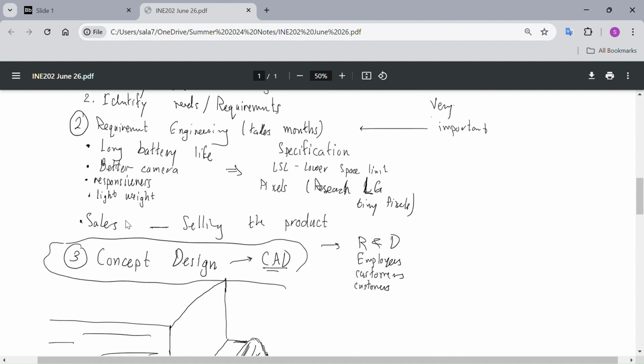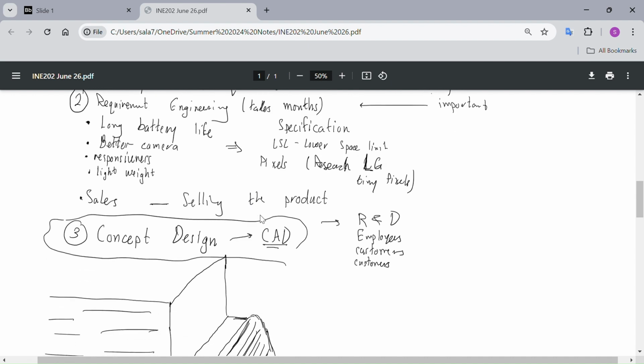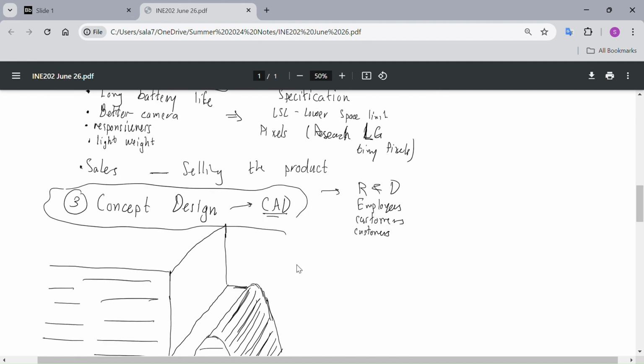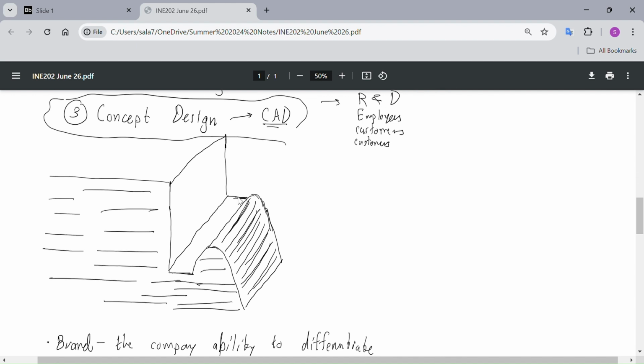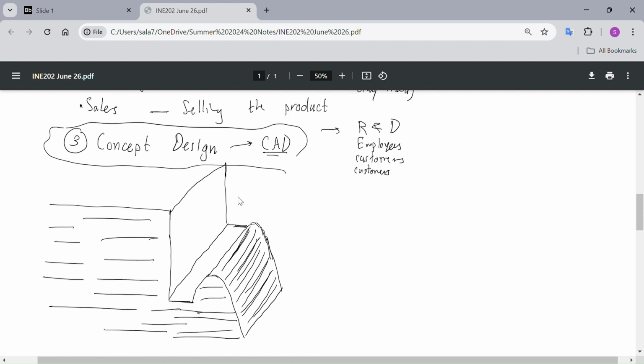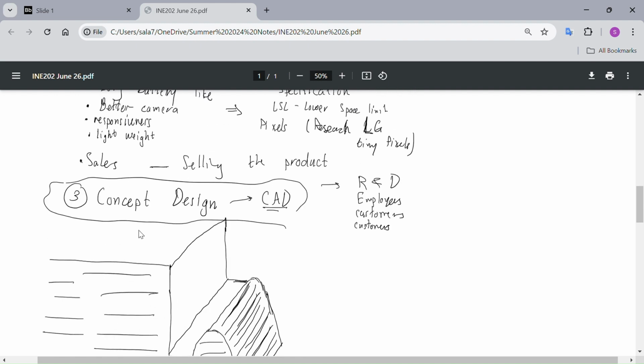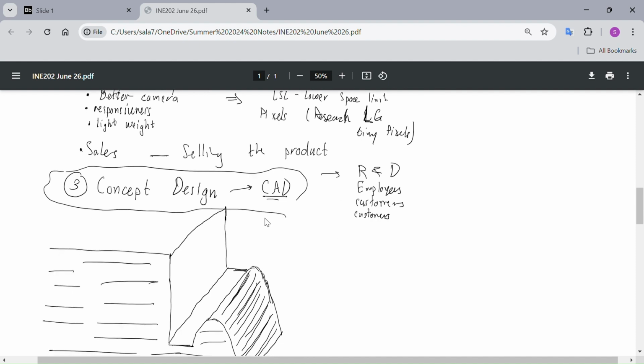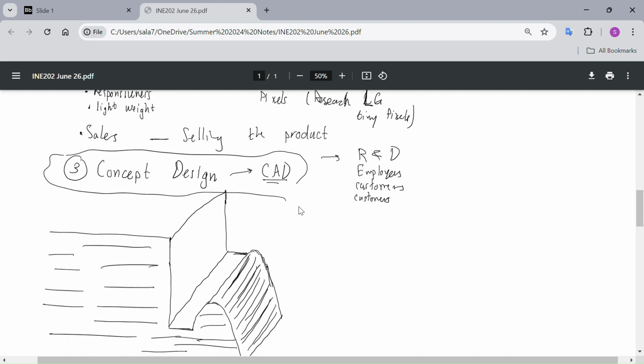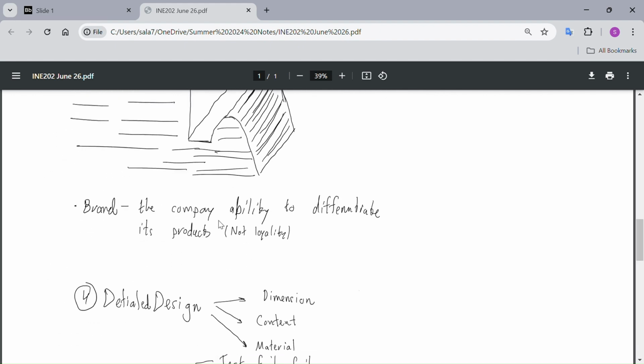And then we have concept design, which can be done on CAD or hand drawings. So for example, this was a design for a chair for a restaurant that is different than other chairs. The concept design is the job of the R&D employees, and we get the ideas also from employees, customers, and consumers.